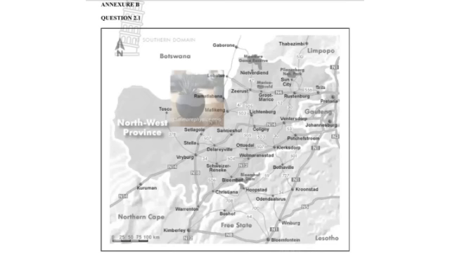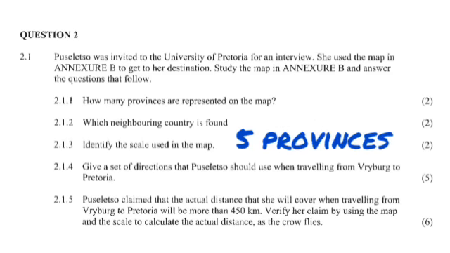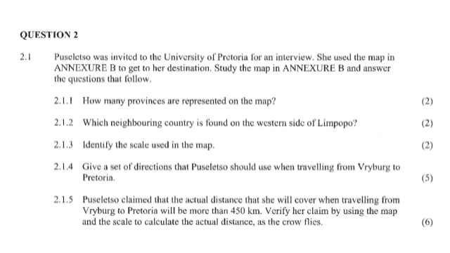So in our map, I don't know if you will be able to see it from this video, but make sure that you go to the description box below, download the addendum, and you should be able to see properly. But from this map, we can actually see 5 provinces, and to the north of Limpopo we have Botswana. So the first question, how many provinces are presented in the map? If you pause the video there, or if you download the addendum, you will see 5 provinces.